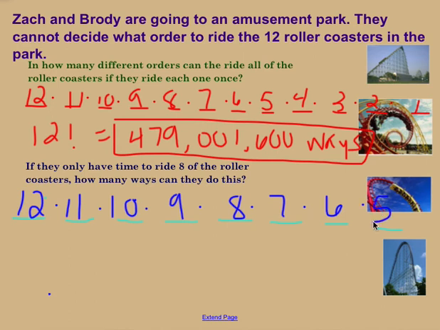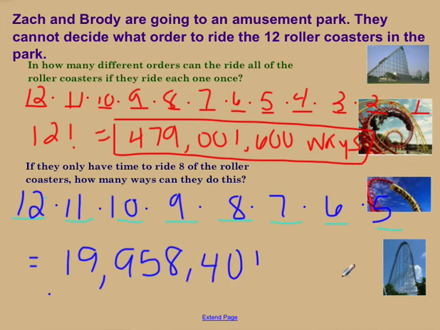So then in my calculator, it's 12 times 11 times 10 times 9 times 8 times 7 times 6 times 5. So it doesn't mean it's 12 factorial still. It's not, because we're stopping at 5. So then when you multiply those together, you get 19,958,400 ways. So that's how many ways you can go on the roller coasters if you're only going to go on 8. And frankly, I don't know that I can handle more than 8.